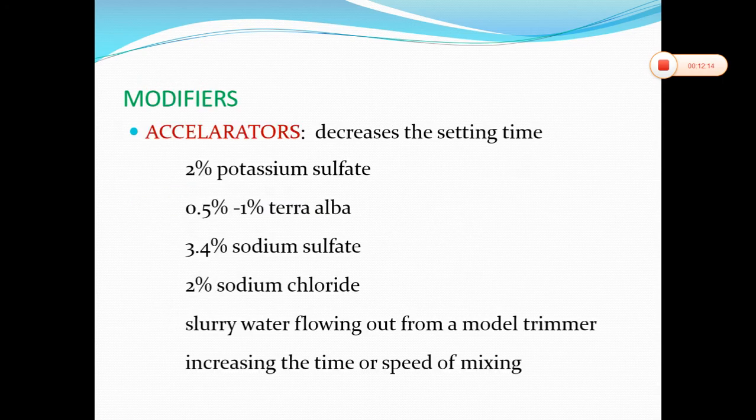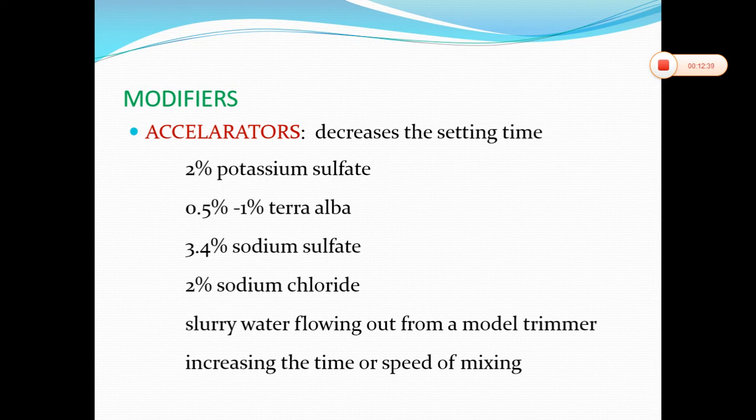Modifiers. Depending on the chemicals added by the manufacturer, setting can be accelerated. Acceleration means the setting takes place very fast, in less time. That is known as acceleration. Retardation means it will take a long period. The setting time will take a long period. That is known as retardation.